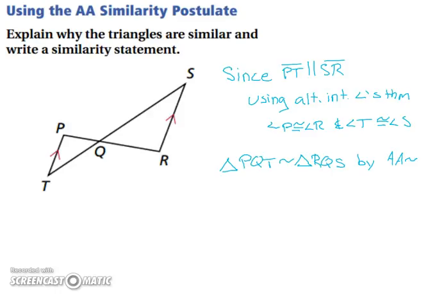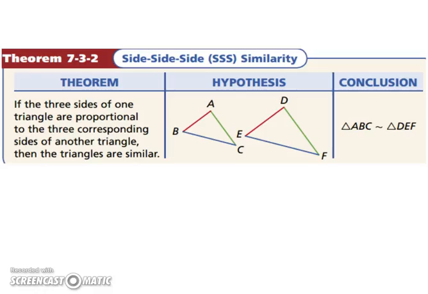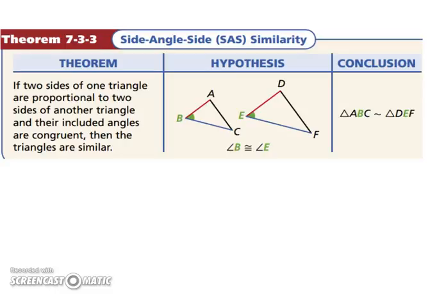Let's look at a couple of theorems. The side-side-side similarity theorem states if the three sides of one triangle are proportional to the three corresponding sides of another triangle, then the triangles are similar. And the other theorem we have is the side-angle-side similarity theorem. If two sides of one triangle are proportional to two sides of another triangle, and their included angles are congruent, then the triangles are similar.